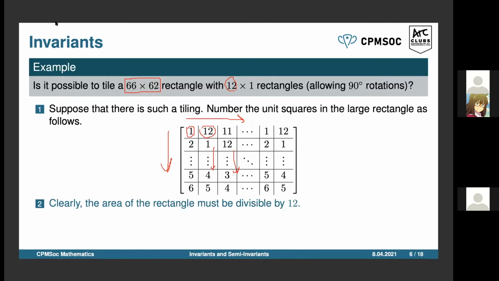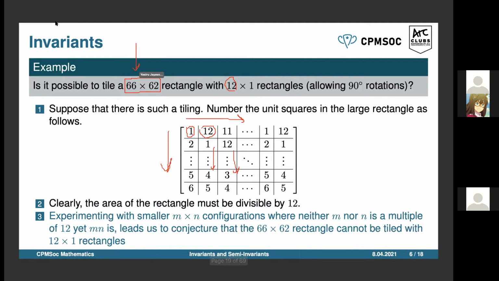Okay, and as we said earlier, dot point number 2 is that the area of this rectangle must be divisible by 12, and we confirmed it. The 66 times 62 rectangle has area divisible by 12. So that doesn't really help us prove that it's impossible. We need some more information to prove that this is impossible to tile. So you can go to the next.